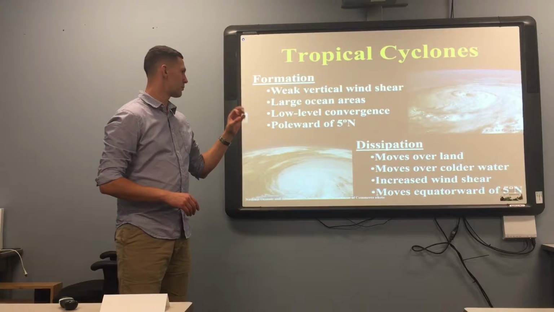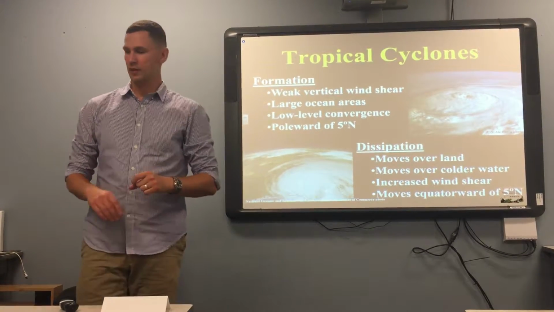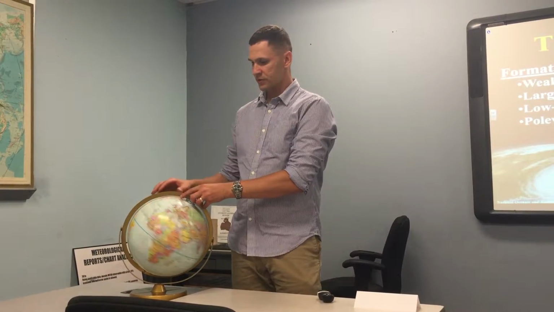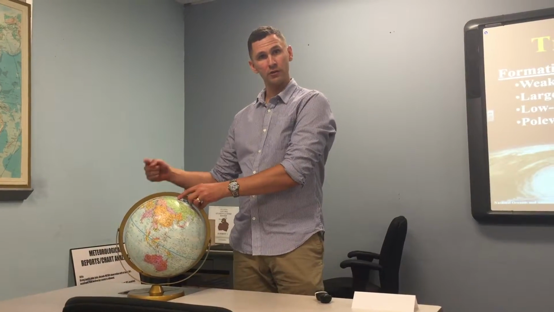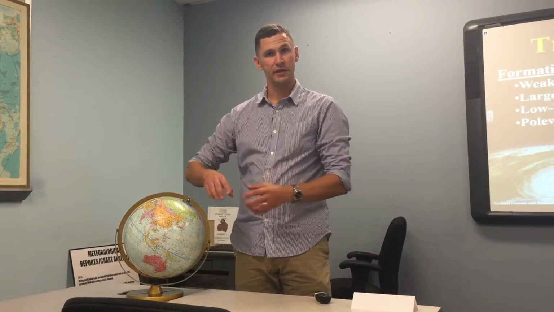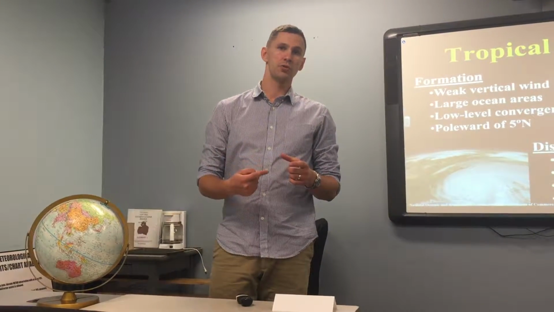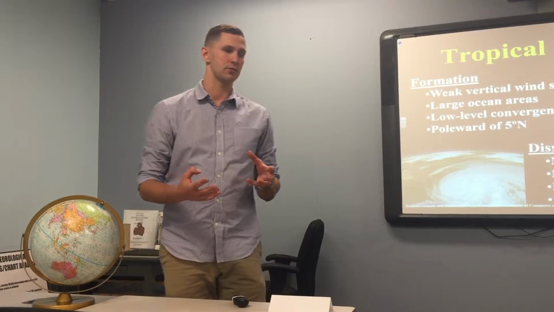The storm will form poleward of 5 degrees north latitude. And it's far enough from the equator so when the Earth spins, it creates Coriolis effect, the partial spin, and it creates that upward vertical motion and the juice it needs to create and intensify that storm.